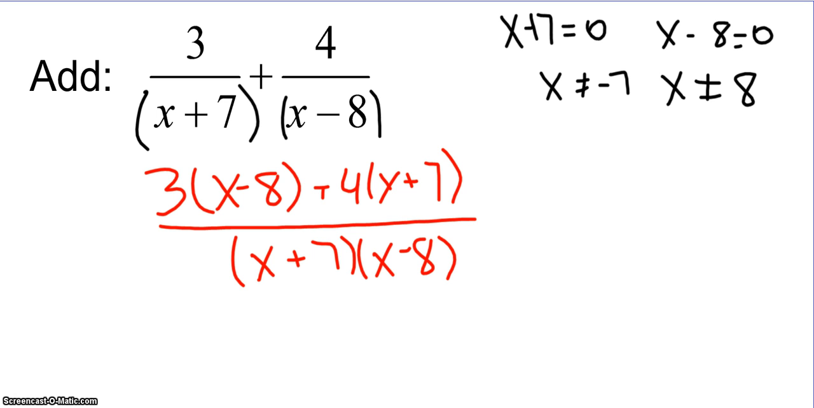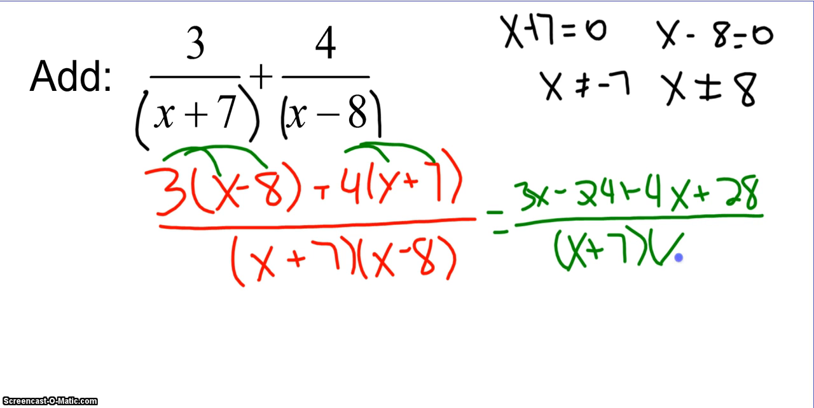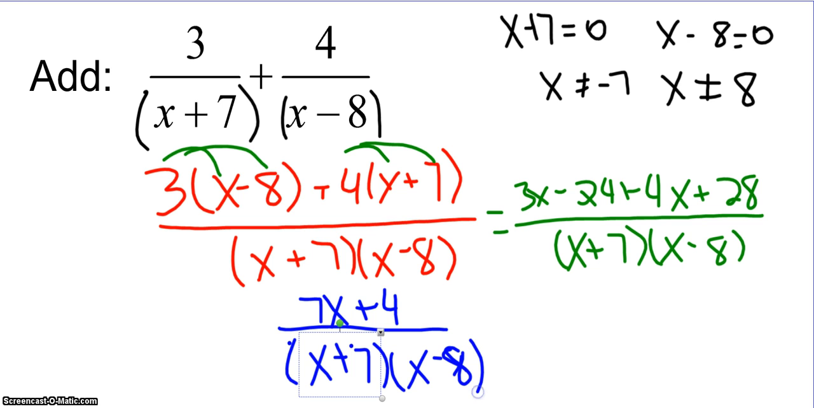Okay, now we're going to distribute. So 3 times (x minus 8), I get 3x minus 24. And then 4 times (x plus 7), so I get plus 4x plus 28, all over (x plus 7) times (x minus 8). Okay, combine like terms. 3x plus 4x gives me 7x. Negative 24 plus 28 gives me plus 4. So 7x plus 4 over (x plus 7) times (x minus 8). Again, 7x plus 4, I cannot factor that, so I am completely done. And this is my answer.